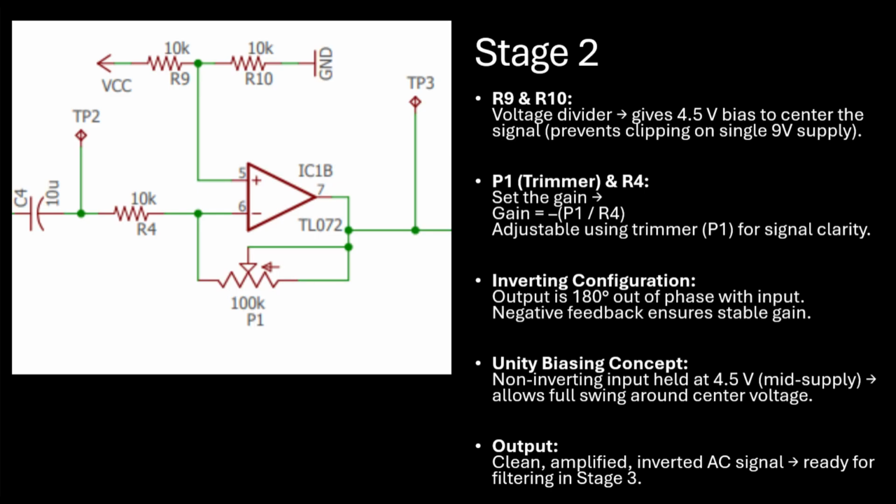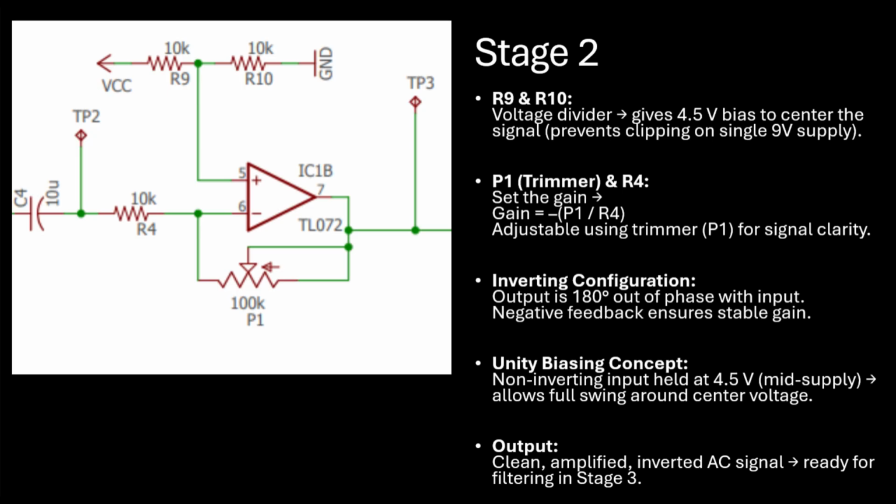Since the op-amp runs on a single 9V power supply, we also need to shift the signal up to avoid cutting off the negative half. So, we bias the non-inverting input at 4.5 volts using R9 and R10 as a voltage divider, similar to stage 1. This allows the AC signal to swing both above and below 4.5 volts without being clipped.